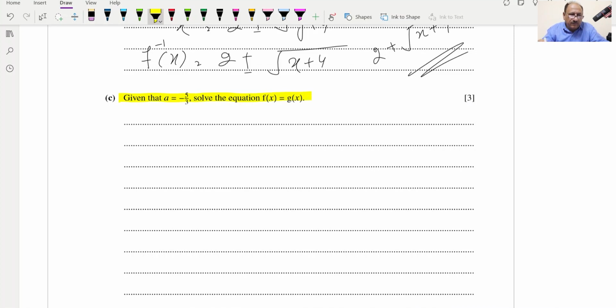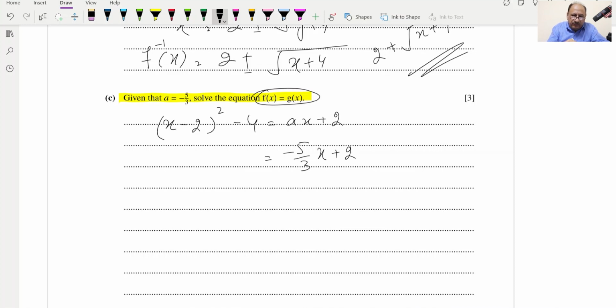Now given that a is equal to this, solve the equation f of x is equal to g of x, and we have the equation x minus 2 squared minus 4. We are writing f of x is equal to g of x, and g of x is ax plus 2. This is what we have done. Now the a value is minus 5 by 3.